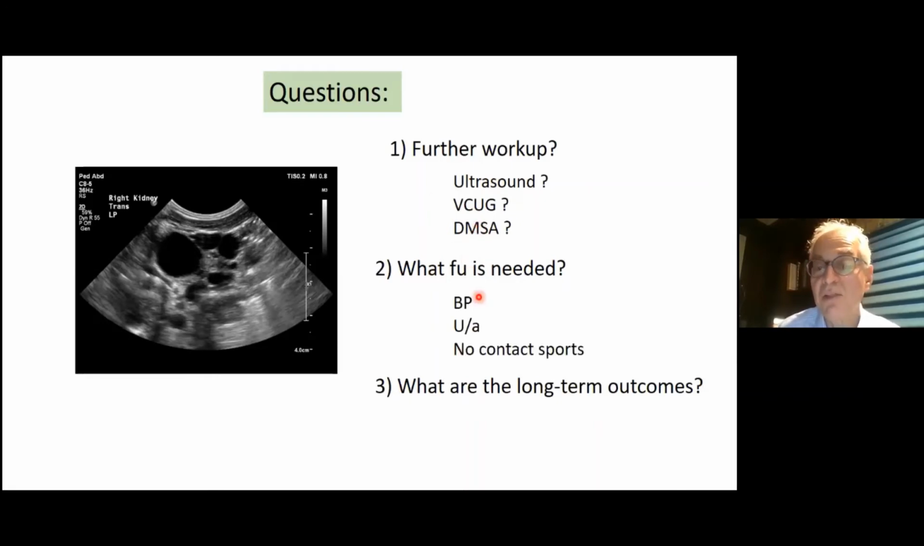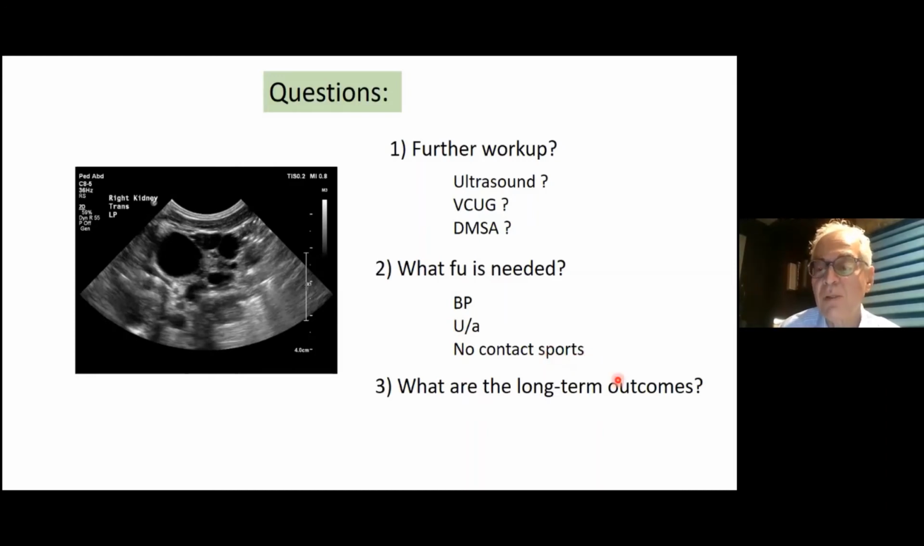What follow-up is needed? In my opinion, a blood pressure check periodically, which can be done by the primary care doctor, and a urinalysis to look for early proteinuria, which would be very rare. And the AAP recommends no major contact sports. That's a little controversial, obviously, with the whole discussion over two kidneys, one kidney. Of course, you only have one brain, so the argument is always that if you play football, you're more likely to get a concussion than damage your kidneys. But the AAP does say no contact sports.